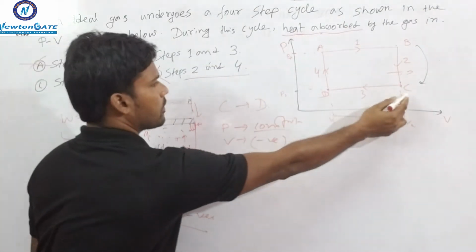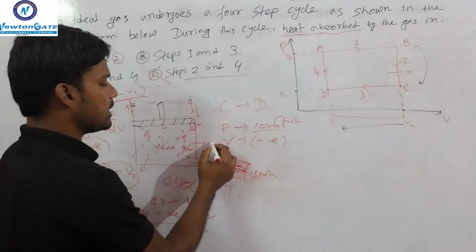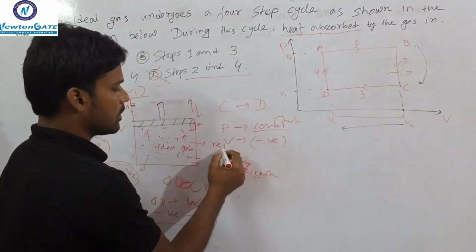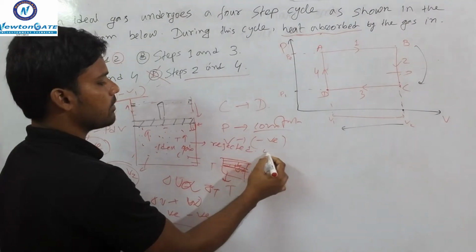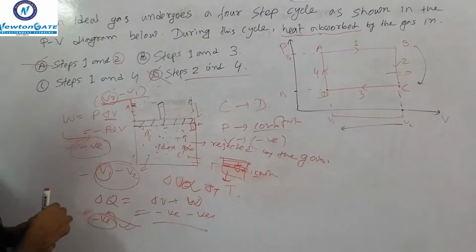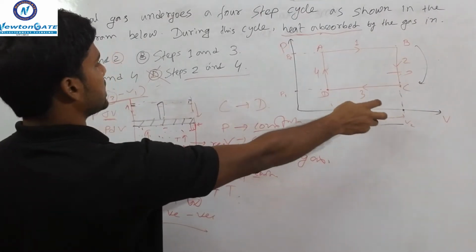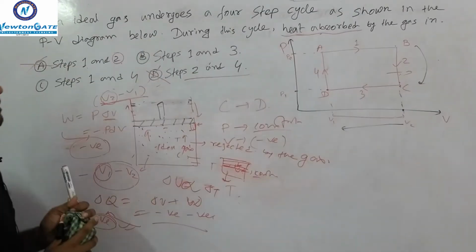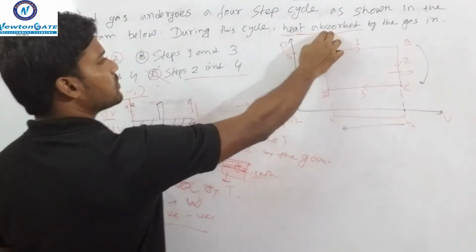In this condition also, from C to D, in this process heat is rejected by the gas, right? So this is condition 3, C to D, heat is rejected, so no heat is absorbed in this process.